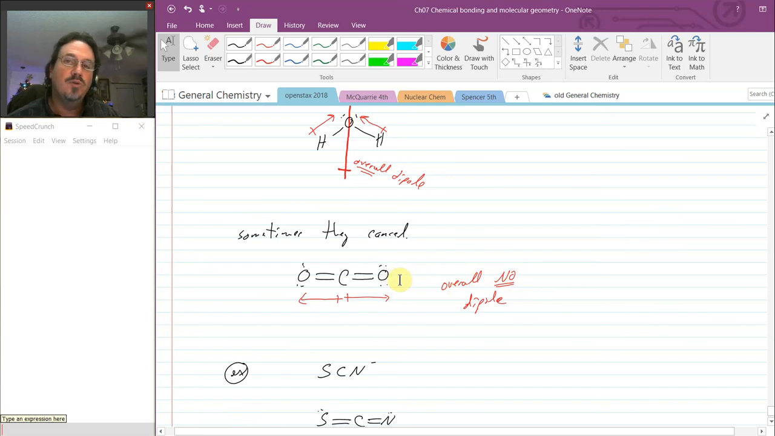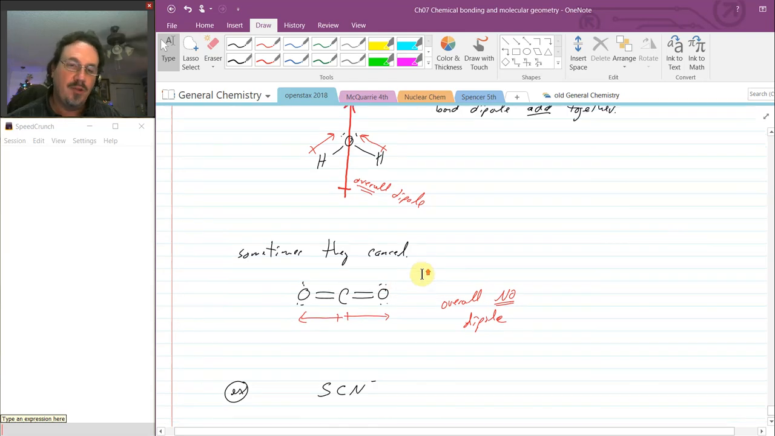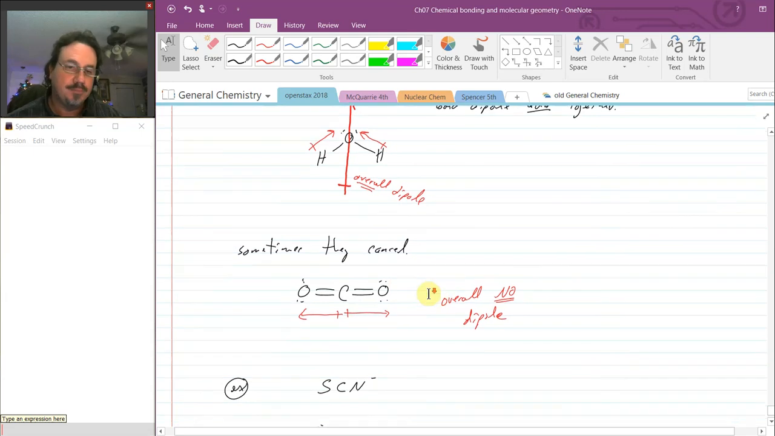Whether something is polar or nonpolar has a huge effect on the way it's going to interact with other molecules, what it's going to be soluble in, and how it's going to behave in the body. It's one of the big properties that a molecule can have, whether it's polar or not.